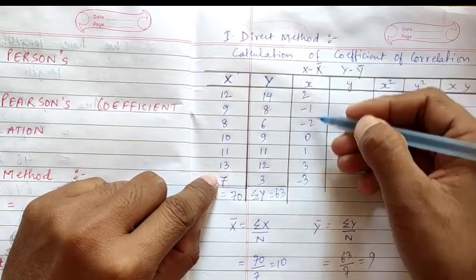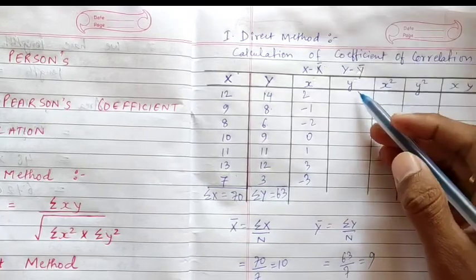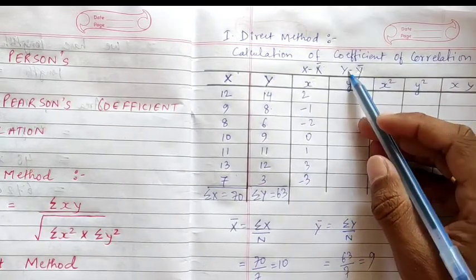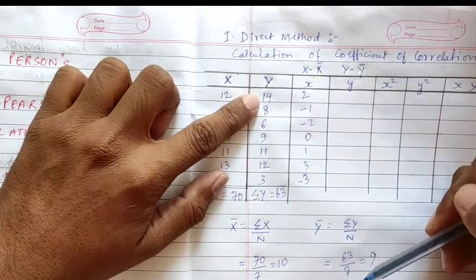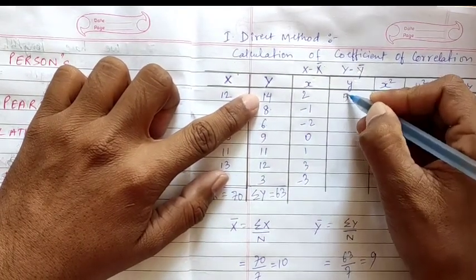Clear, students? So this way we got x variables. Now we'll find small letter y. So y minus y bar. So 14 minus y bar, that is 9. So 14 minus 9, 5.